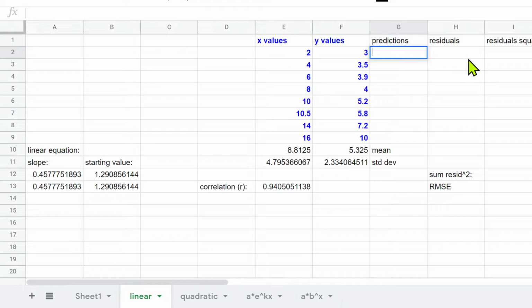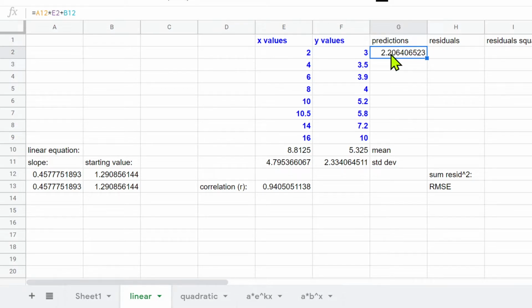So I'm going to do it right here. We're going to create a prediction for our first x value. Our first x value is 2. So we're plugging it into essentially y equals mx plus b. So we'll say that m is the slope, which we see in A12, times the x value, which is in E2, plus the starting value. Where does the starting value appear? In B12.